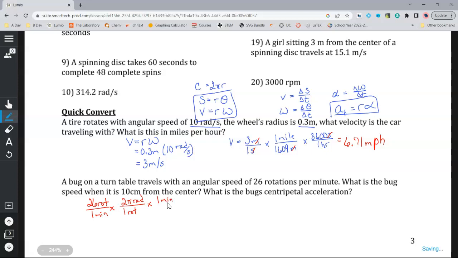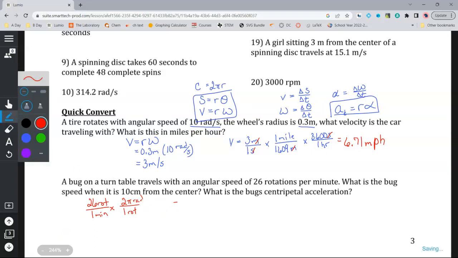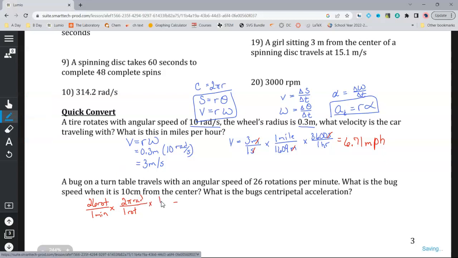1 minute is 60 seconds. We're going to simplify our units, do a little unit cancellation here. So we're going to get 26 times 2 pi divided by 60. And so that's going to give us 2.72 radians per second.